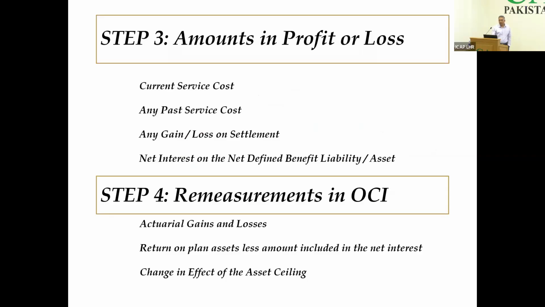And then normally what amounts are recognized in profit or loss account are current service cost, past service cost, any gain or loss on settlement, and then net interest is also recognized in profit and loss account. Items recognized in other comprehensive income are actuarial gains and losses, the return on plan asset less amount included in net interest, means the difference between expected and actual return, and then changes due to asset ceiling. These three items are recognized in other comprehensive income in the name of remeasurements.